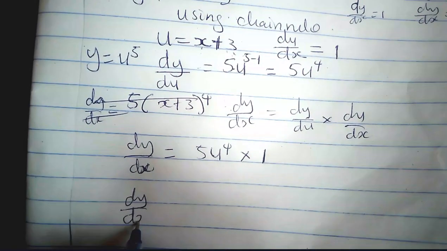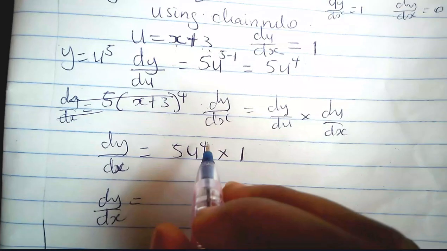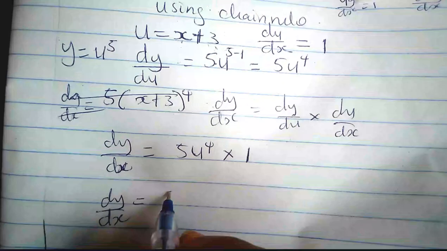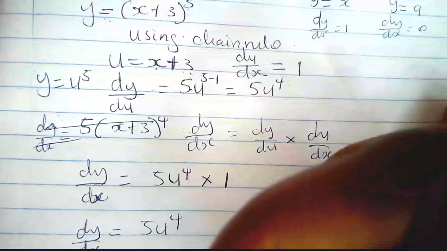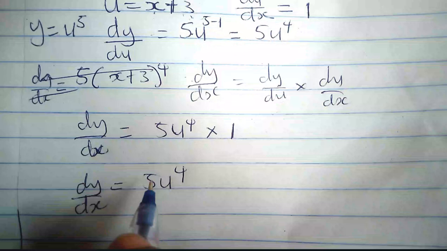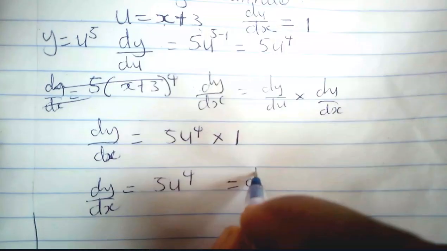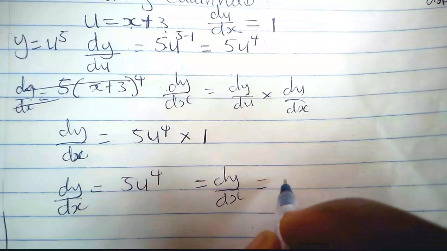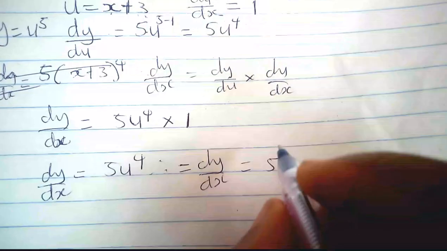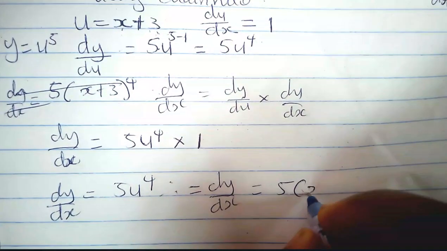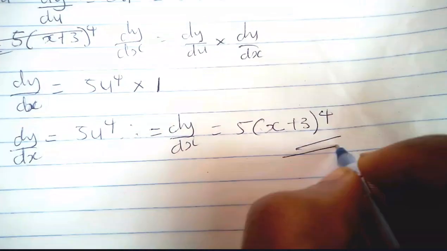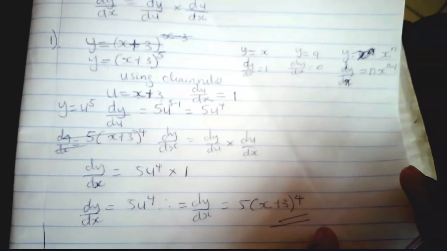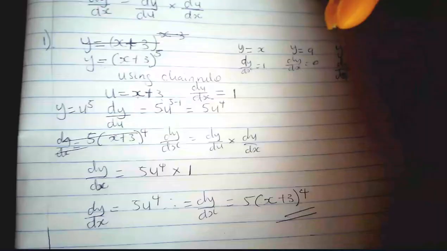So what are we going to have? dy/dx is equal to 5u raised to power 4. So we're going to substitute the value of u back into the equation, because we're asked to find dy/dx, not dy/du. So dy/dx is equal to 5 brackets x plus 3 raised to power 4. And that's our answer. You see, I found the differential value of this using the chain rule.